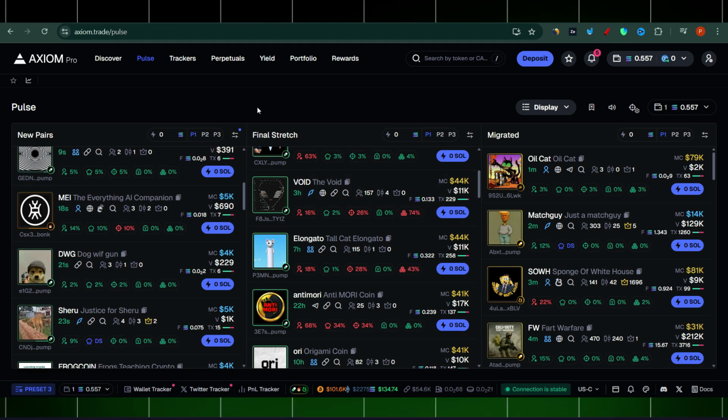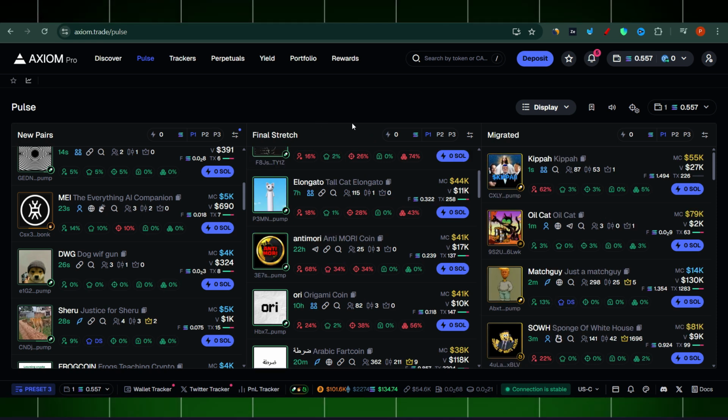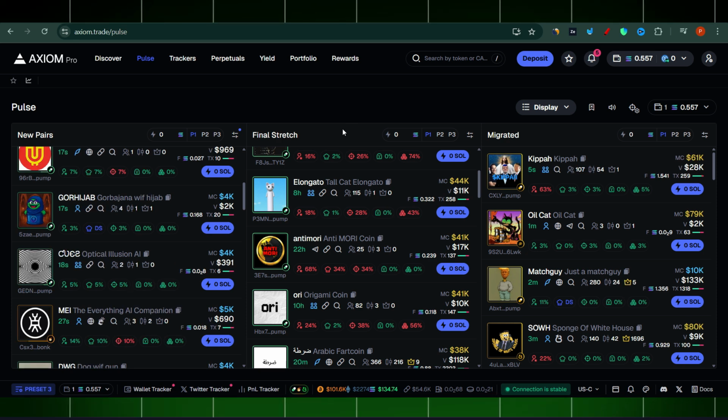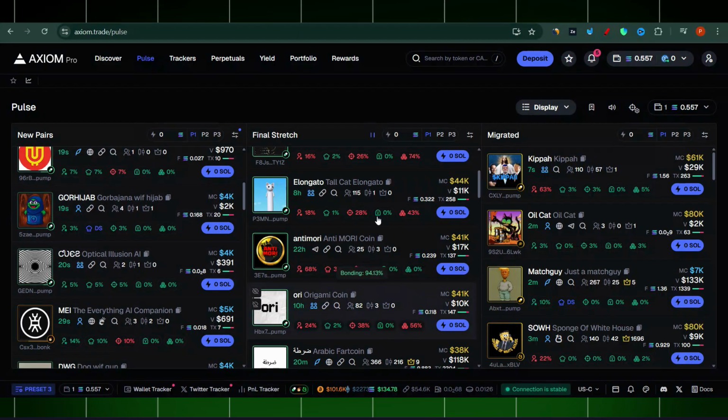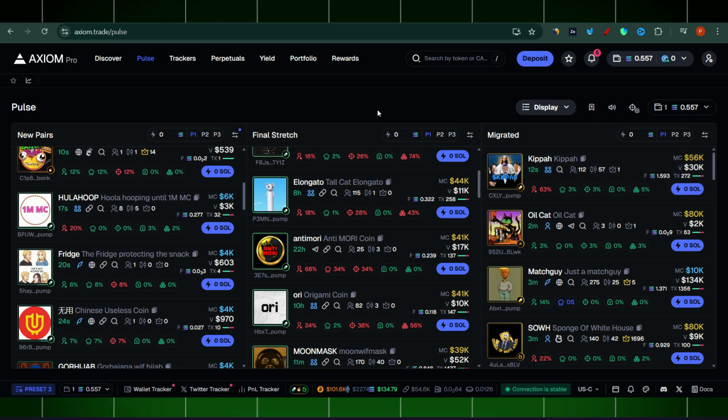But before we move on, I just want to mention that this is not financial advice. Everything I'm saying here is only for educational and entertaining purposes. Always do your own research, because all of these assets are very risky. They can go to zero in no time.